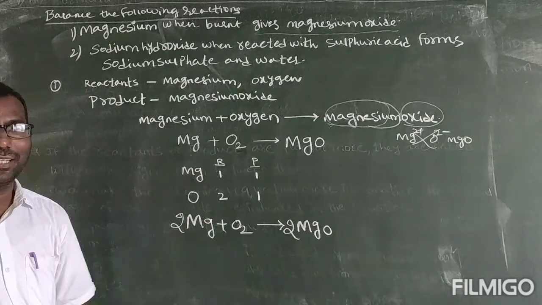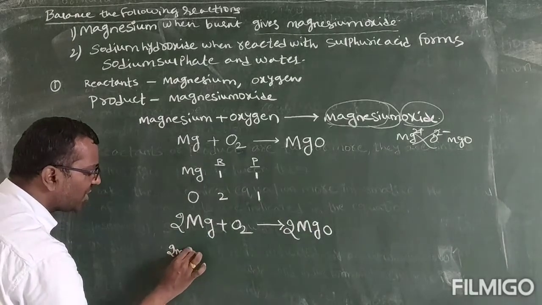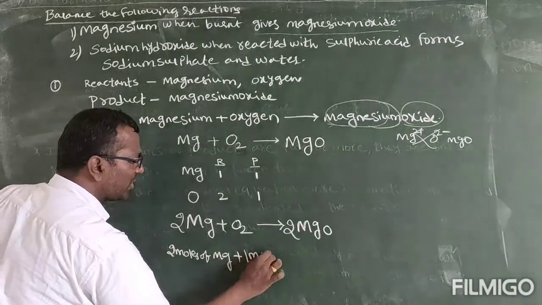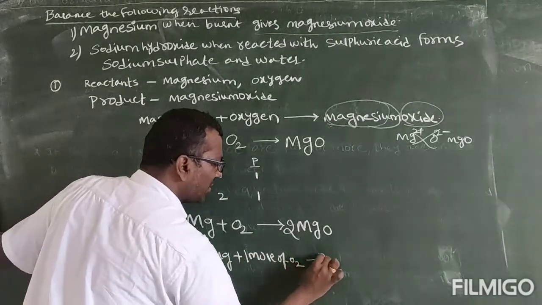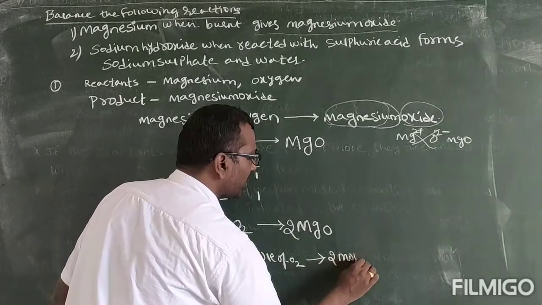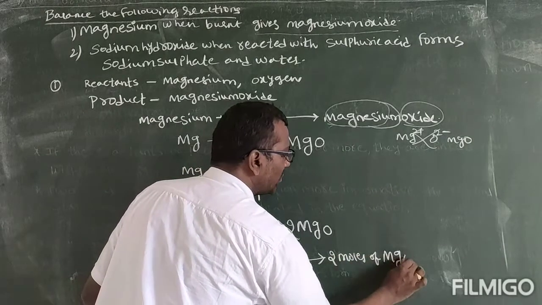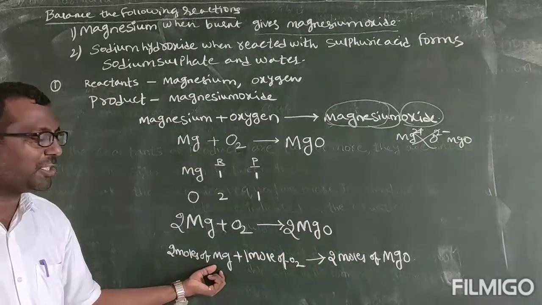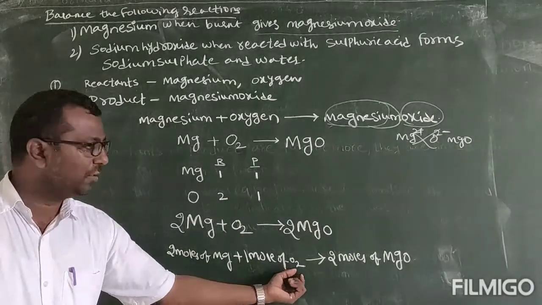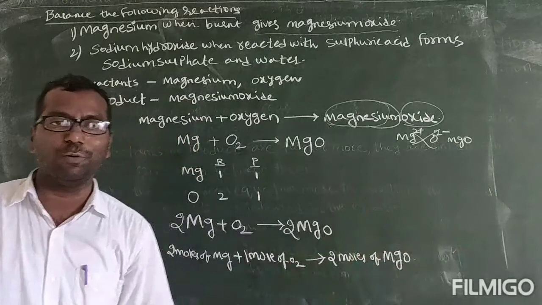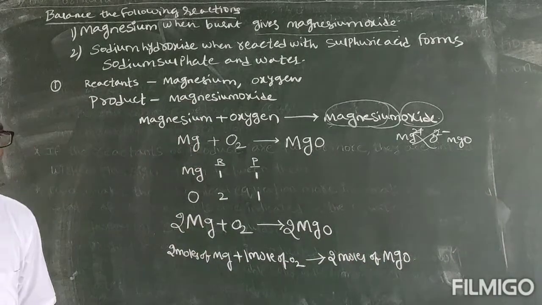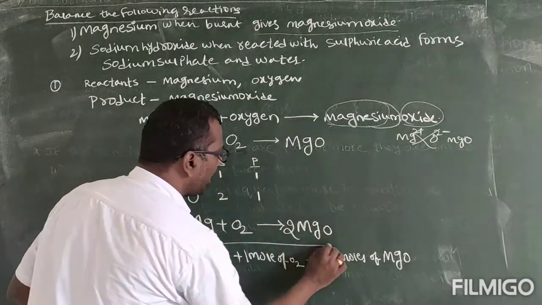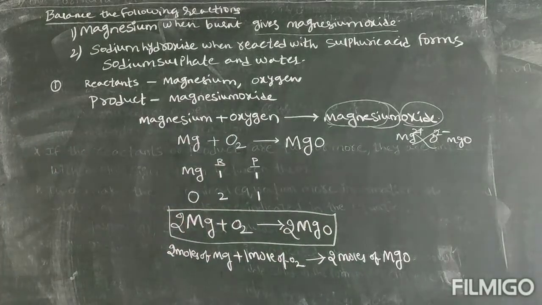So how we will represent this: 2 moles of magnesium plus 1 mole of oxygen gives rise to 2 moles of MgO. How you will read this means 2 moles of magnesium plus 1 mole of oxygen gives rise to 2 moles of MgO. What a mole is, we will see in the next video. So what is the balanced equation? This is the balanced equation: 2Mg plus O2 gives rise to 2MgO.